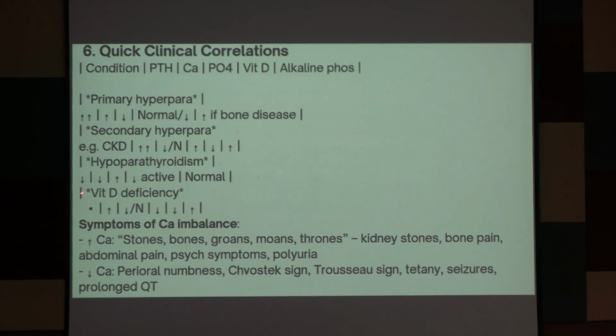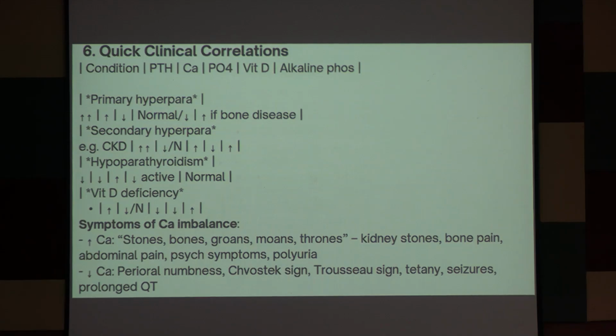In hypoparathyroidism, what will happen? There will be a reduction in parathyroid hormone. Calcium will go down, phosphate will go up, vitamin D will be less active, and alkaline phosphatase will be normal. And what about vitamin D deficiency? There will be no change in the parathyroid level. There is a decrease in the calcium level, with phosphate decreased or normal. Vitamin D will be low and alkaline phosphatase may go up.